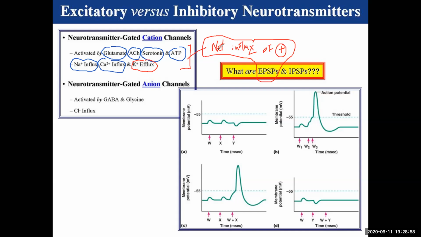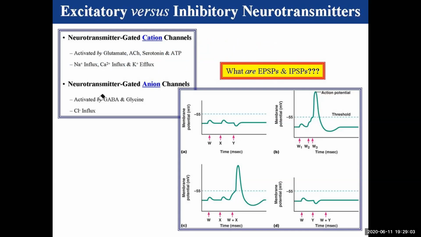Similarly, the same concept, there are also inhibitory neurotransmitters. We have a neurotransmitter called GABA. We have another neurotransmitter called glycine.